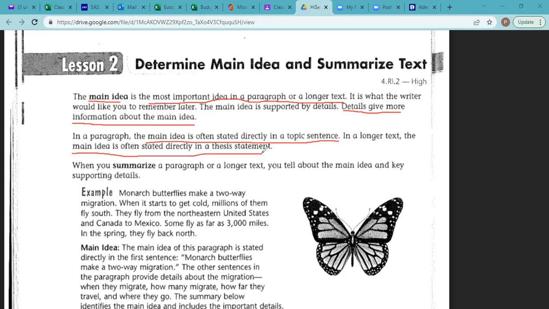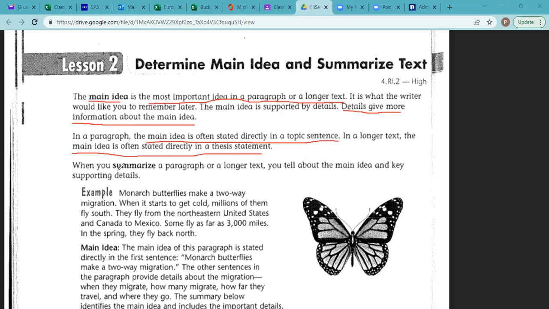Or, of course, your main idea may be even at the end of the paragraph. And of course, it's going to wrap up into one nice sentence what you read. There's always the times where it may not be stated. And we'll look at that also.